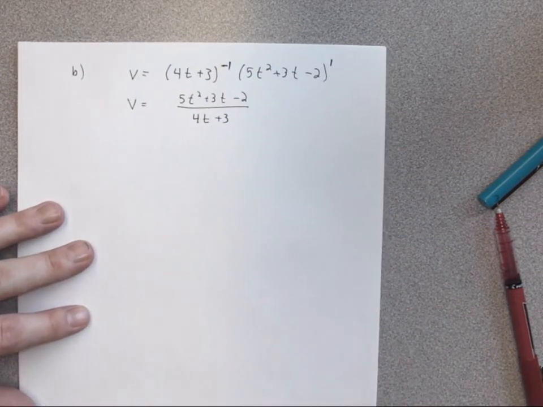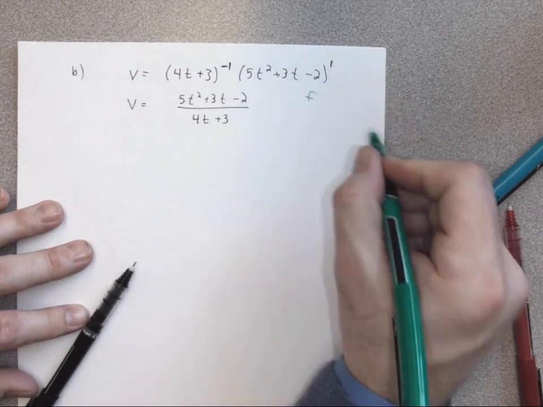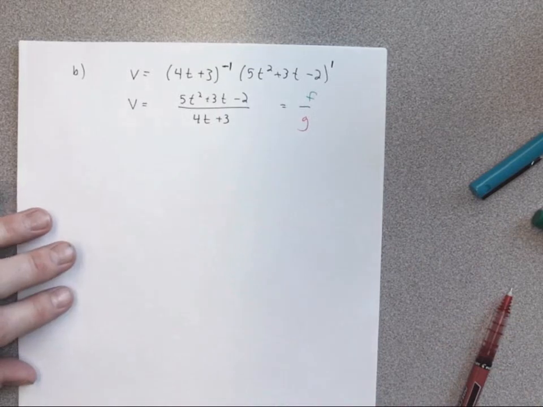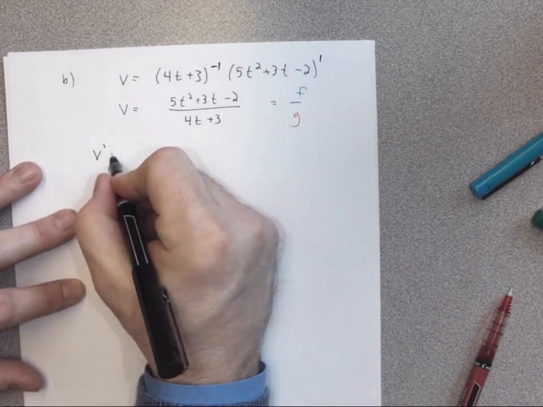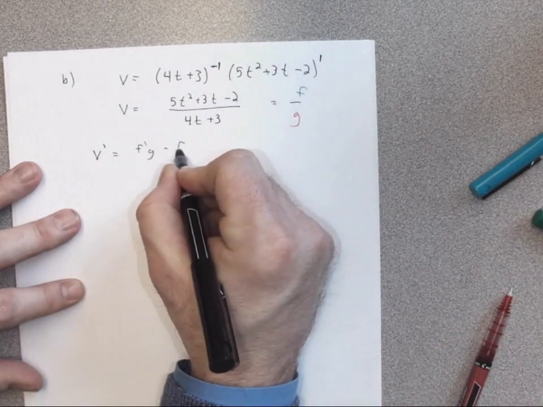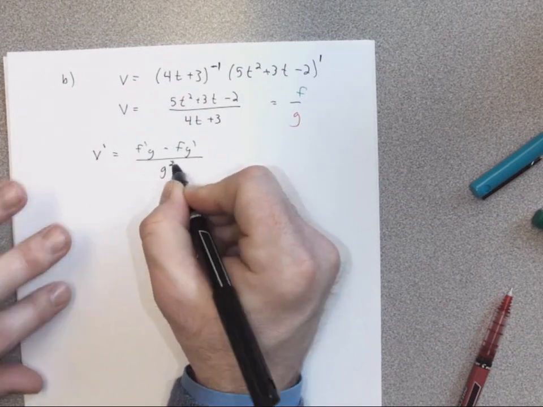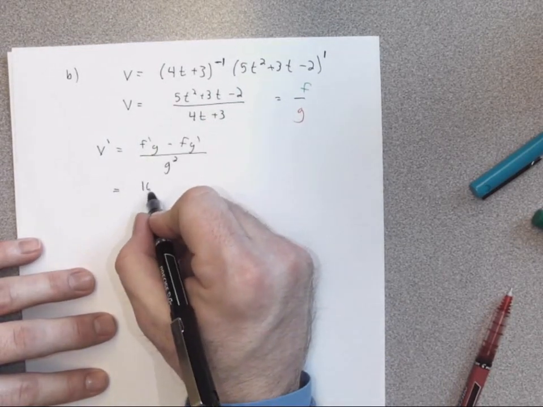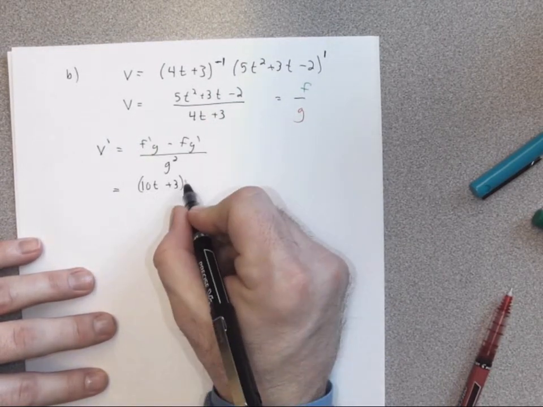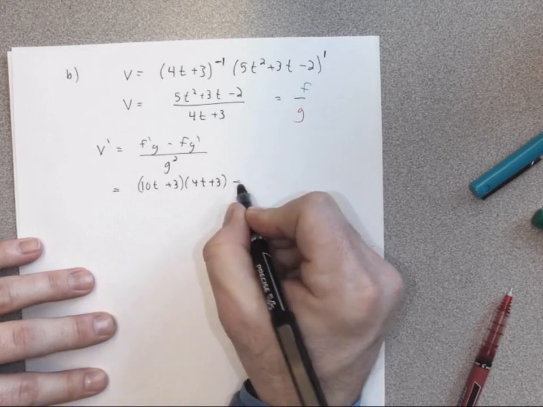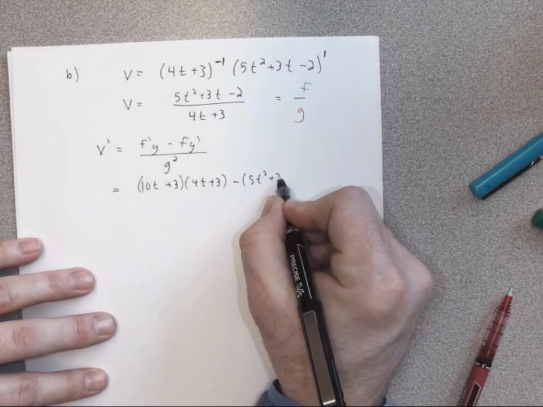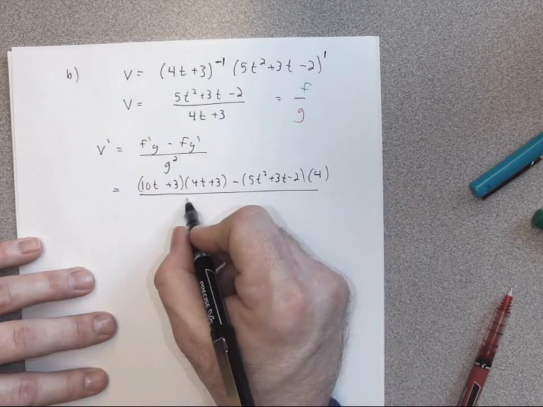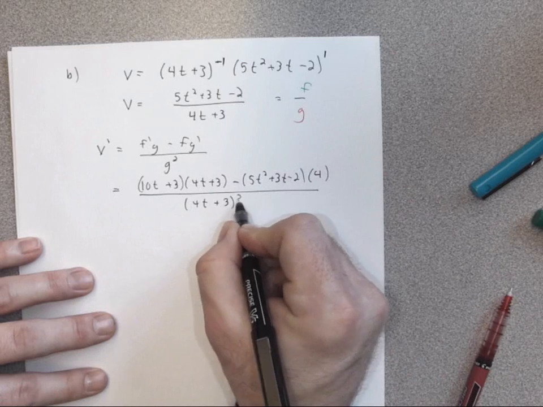That's all that represents. So we still have our f on top, we still have our g on bottom, so that's really a quotient. So we know that v prime is going to be equal to f prime g minus f g prime all over g squared. So the derivative of the top is going to be 10t plus 3 times the bottom, which is 4t plus 3, minus the top, which is 5t squared plus 3t minus 2, times the derivative of the bottom, which is 4, all over the bottom squared. Remember, there's no need to square that denominator. Just leave it alone.